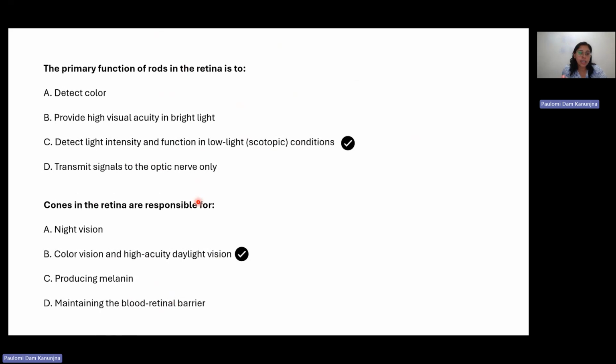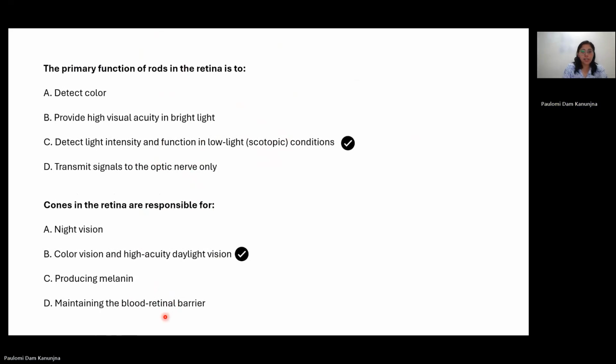They do transmit signals to the optic nerve, but the question here was about primary function. That's why it's about detecting light intensity and then passing it on to the optic nerve. Now, the cones, on the other hand, are the cells responsible for bright light conditions. They perceive color, sharpness, and detailed vision. Melanin production and the blood retinal barrier are not roles of rods or cones. They are responsible for vision.